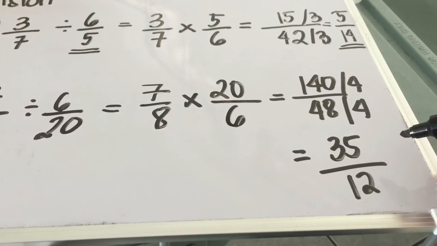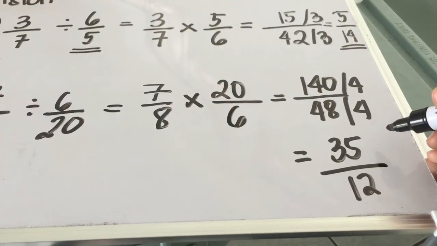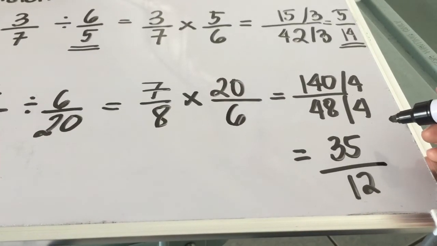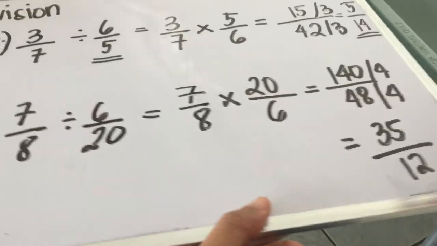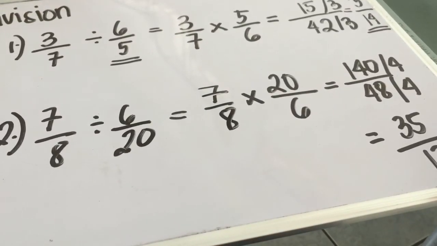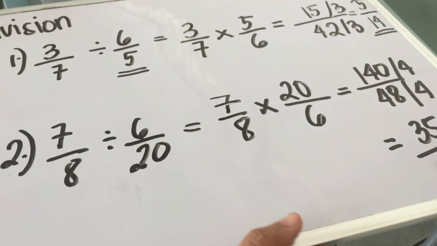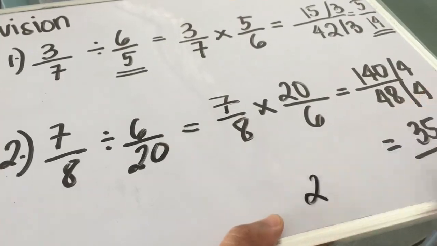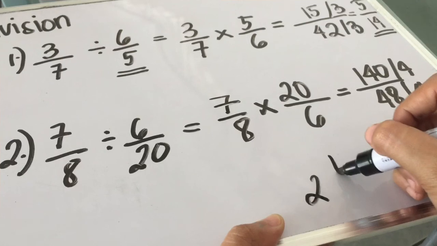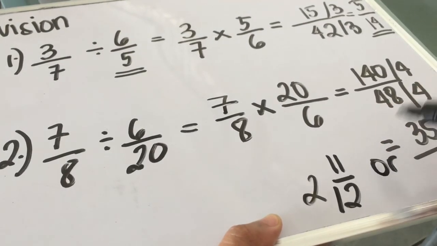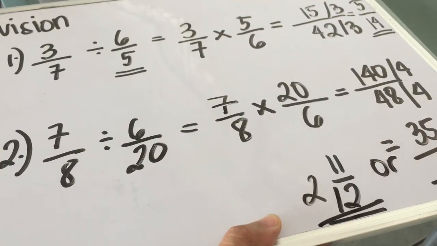35 over 12 ang ating final answer, or we can convert it into mixed fraction. So we have ilang 12 ba meron sa 35? We have 24 lang. So ibig sabihin 2 times 12, 24. 35 minus 24, 11 over 12. So, ito or ito, answer natin. Pwede yan. Pwede rin ito.